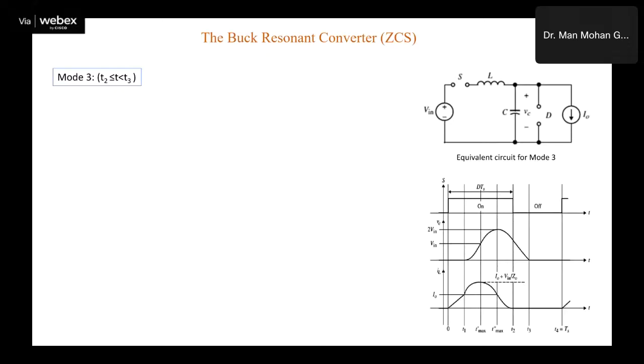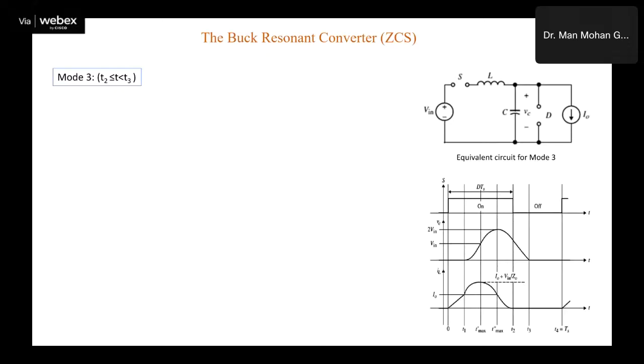VCT2, if you see in the previous equation, VCT2 was V input 1 minus cos omega naught T minus T1. This was the equation. So at T equal to T2, this was the voltage. So this is the capacitor voltage equation in this particular mode.